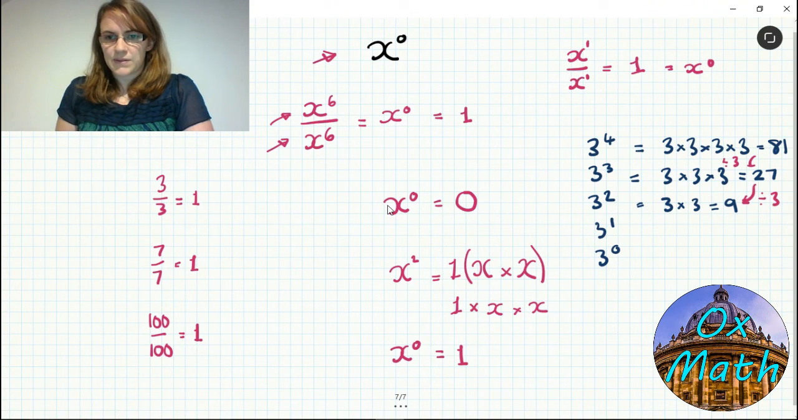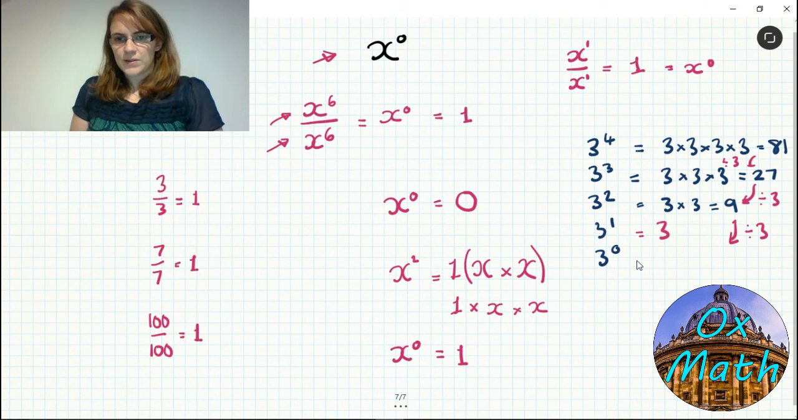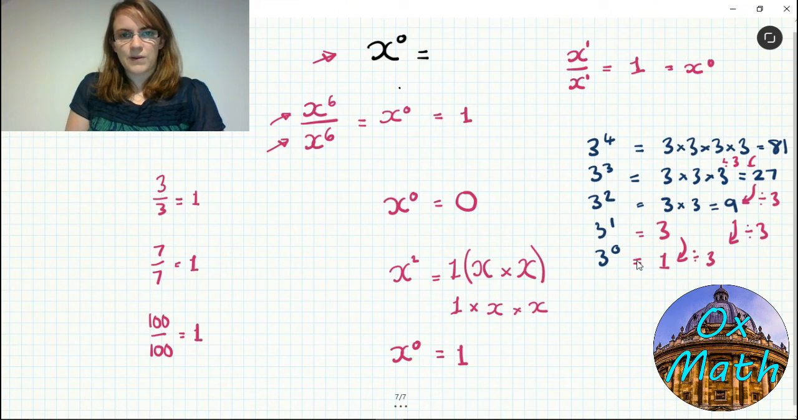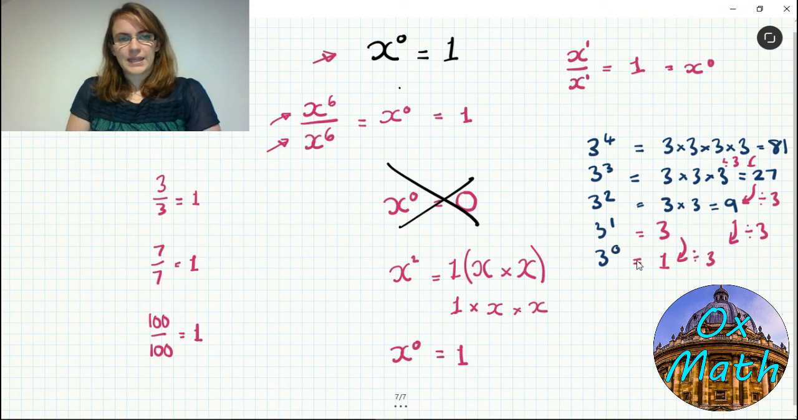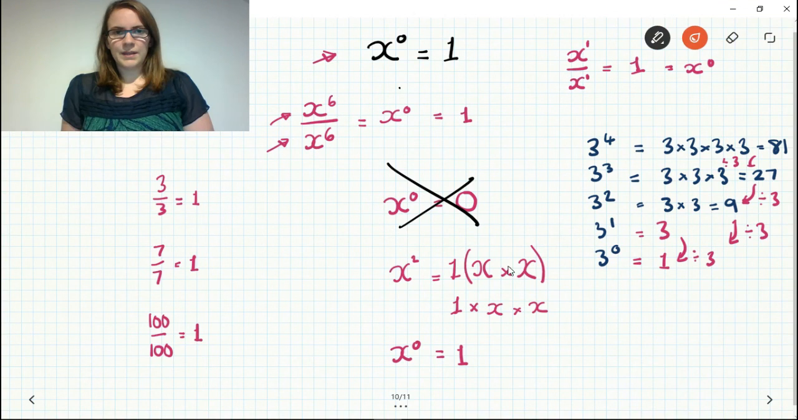So to get from 27 to 9, we divide by 3. So our next term, 3 to the power 1, if we divide 9 by 3, we get 3. And we know that 3 to the power 1 is 3. So to get the meaning of our final power, which is 3 to the power 0, we need to divide 3 by 3, which is, of course, 1. So whichever way we look at it, we always end up with this definition that anything to the power of 0 is 1. So just be really careful with that. It is not 0. Anything to the power of 0 is 1.